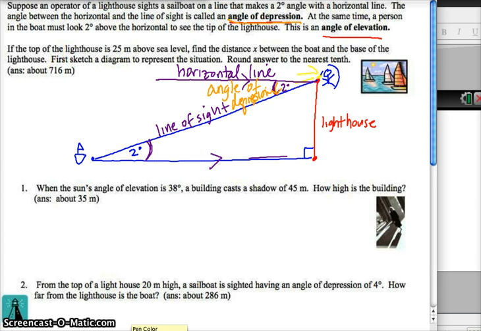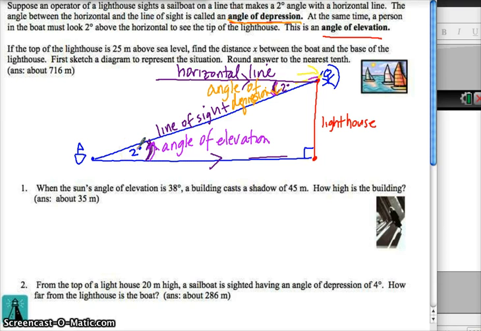If you're the person down here on the ground and you're looking up, so you're in the sailboat, you look up toward the guy in the lighthouse, this is the angle of elevation. You're looking up into the air. If you're looking down from somewhere high, that's your angle of depression. But your angle of elevation and your angle of depression are congruent to each other. So those are the vocabulary: angle of elevation, angle of depression. Make sure you're always making this horizontal line, and then your line of sight is in between.